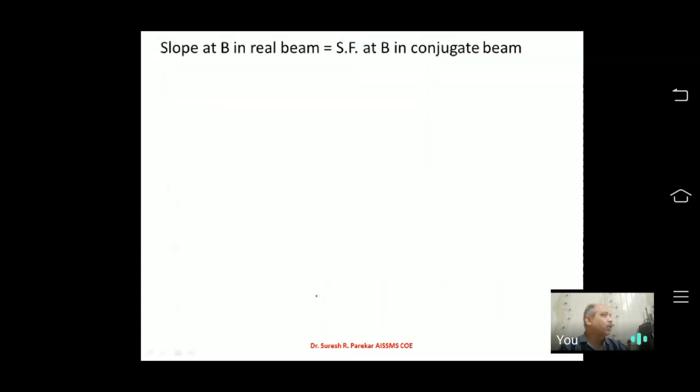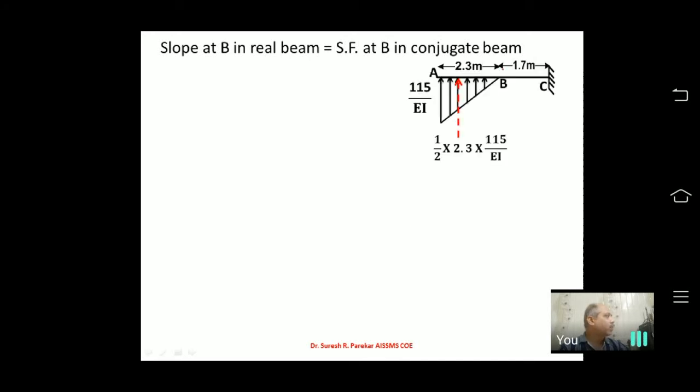So now we have the slope at B in the real beam, which is the shear force in the conjugate beam. Now we have to consider this portion only, that is between A and B. So theta B: one half into 2.3 into 115 upon EI gives me the value of theta B. So theta B is 132.25 upon EI radians. Now what will be the direction of theta B, clockwise or anti-clockwise? You can see we have shear force at B, and that shear force is positive.